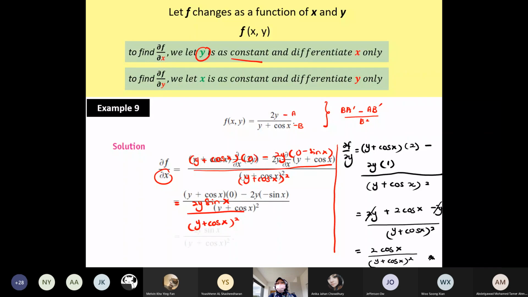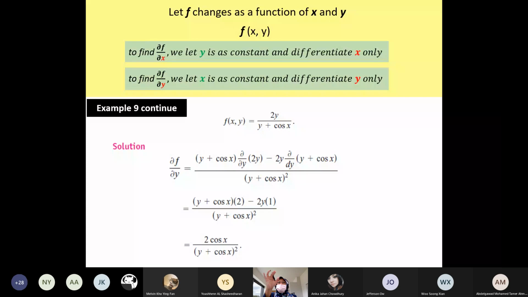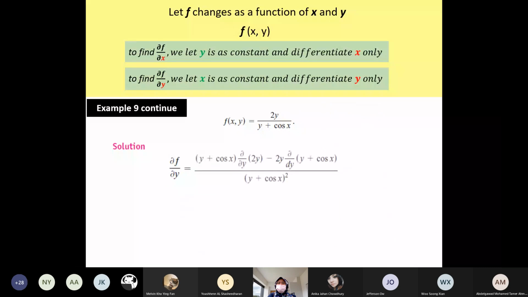So this is example 9. You may refer back to here, but finally we will get the same answer when we differentiate df over dx and df over dy. It is the same answer as the one that I calculated here. You may refer back. Okay, so next, what else?